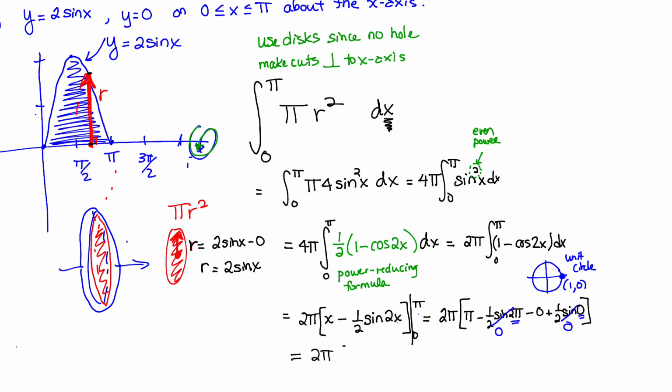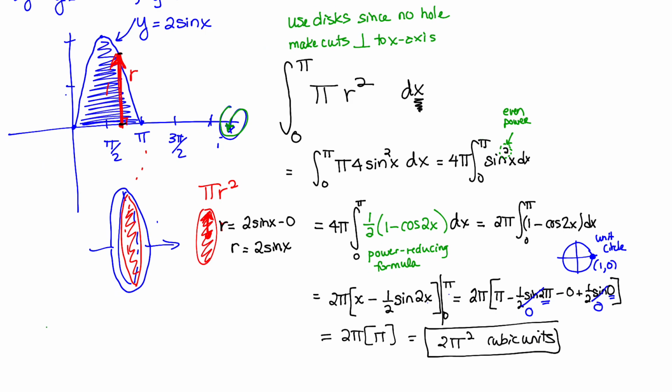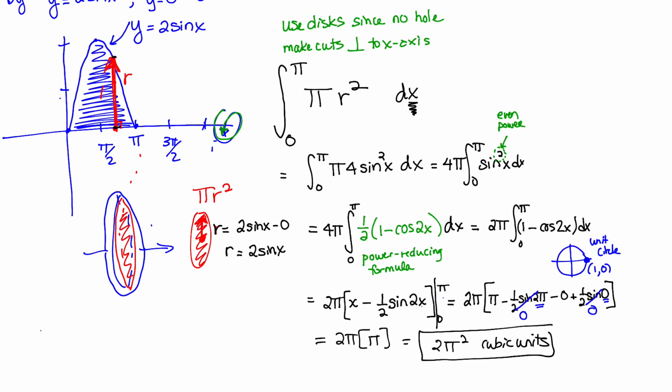I get 2 pi times pi. I get a weird answer of 2 pi squared cubic units. Is that what you guys are getting? Who's got questions? Does anybody have a question?